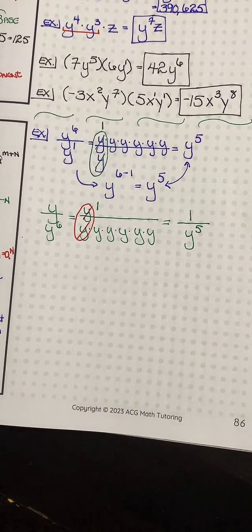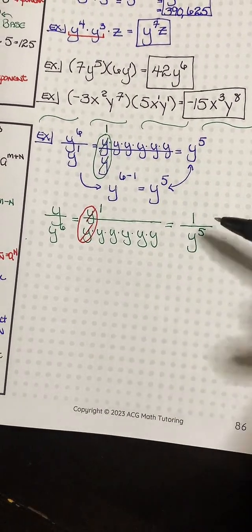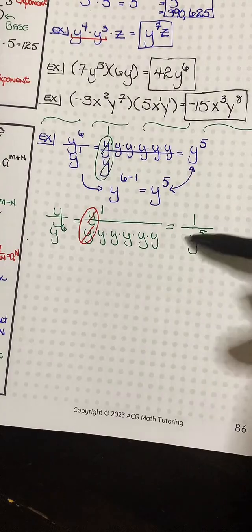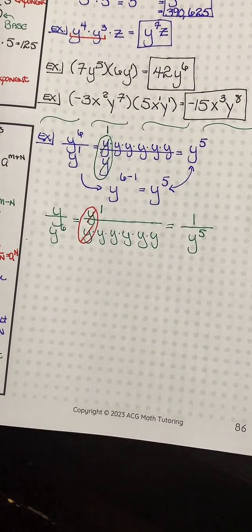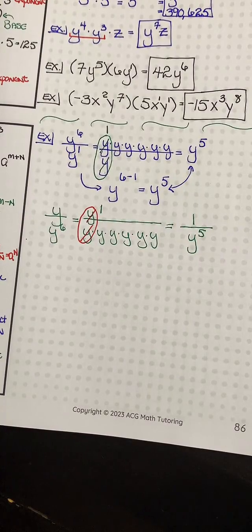Yep, it's very much the same thing, but the only difference is your y to the 5th is in the denominator, Big Al. Yep. All right, good.